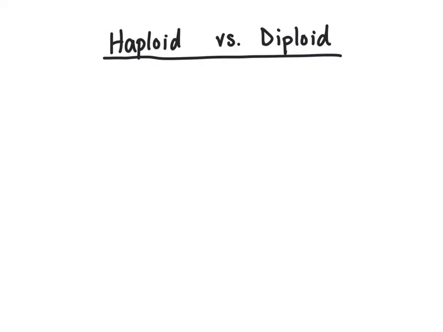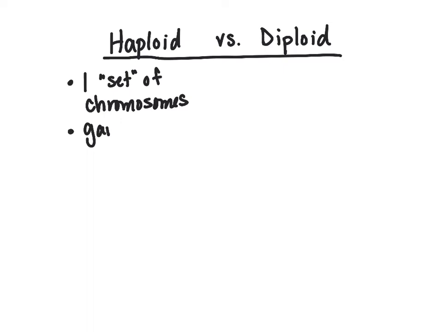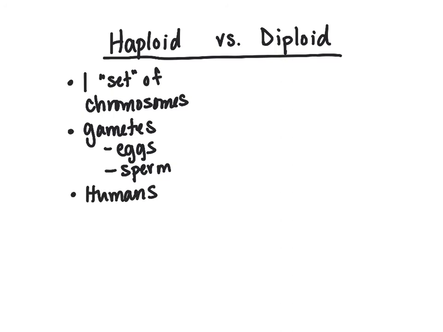All right, so let's go over these terms again. Haploid means that there is one set of chromosomes. And you really only find this condition in the gametes. So you would only find a haploid condition in the eggs and sperm. So in humans, this would mean that there would be 23 total chromosomes.